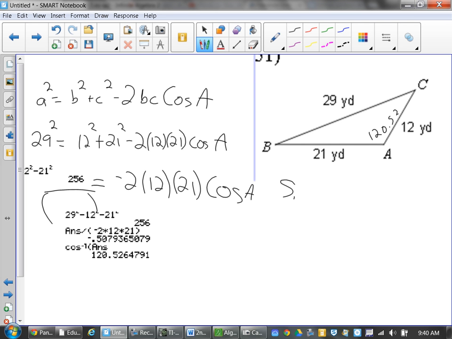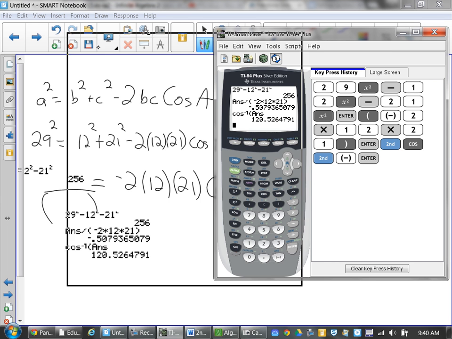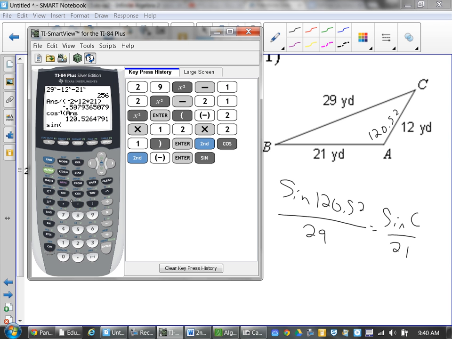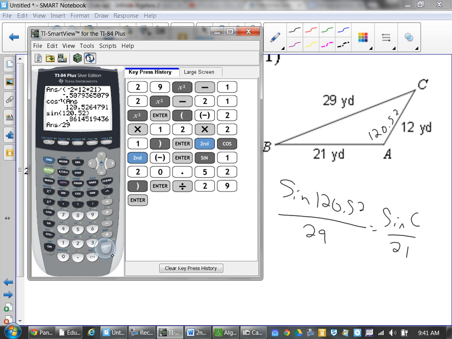And then it's law of sines. So we get sine 120.52 divided by 29 times 21. Second sine of my answer. And there's angle A. It's 38 and change, 38.59. And then I just find the leftover by subtracting from 180.